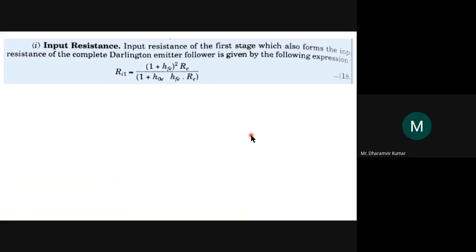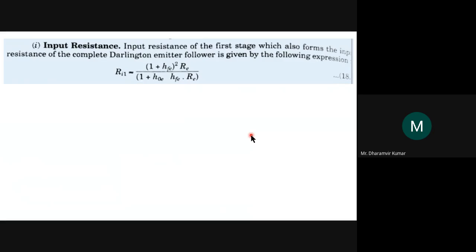Now, let us come to the circuit, the Darlington pair. See what these four parameters that are important for an amplifier. How are these given? Now, the derivation is not included in the text. They have given the expressions directly.